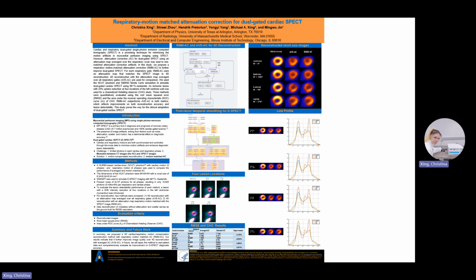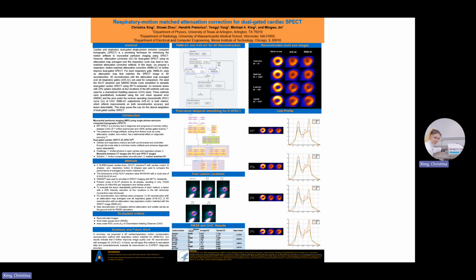For reconstruction, 2 methods were compared. The first method is reconstruction with an attenuation map averaged over all respiratory gates. The second method is reconstruction with an attenuation map respiratory-motion matched with the SPECT image. Ideal reconstruction, noiseless and without attenuation and scatter, serves as the ground truth for the root mean square error calculation.